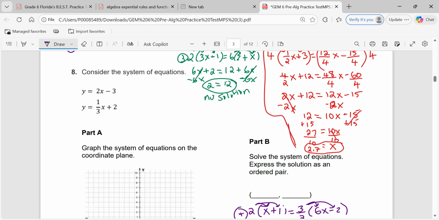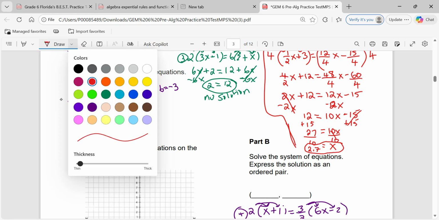They told us that they want us to consider the system of equations. Hey, there's 2 of them, and they want us to graph them on a coordinate plane. So we have y equals 2x minus 3. Go ahead and identify your slope. Your slope is 2, which means you're going to have to put it over 1. And your y-intercept is negative 3. That positive 2 tells me I'm going to go up 2. Then I'm going to go right 1.